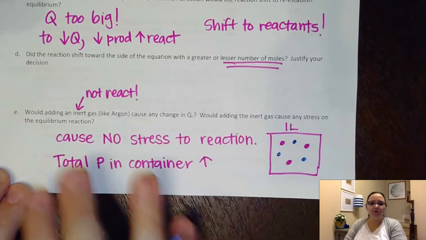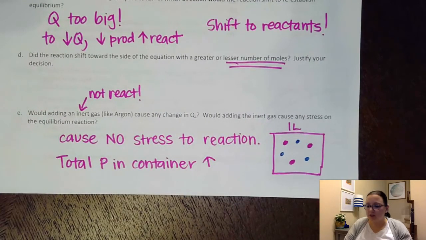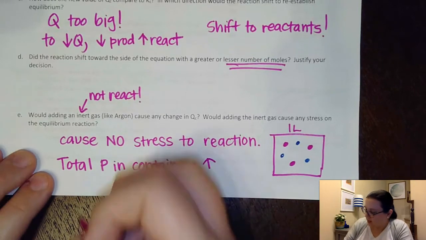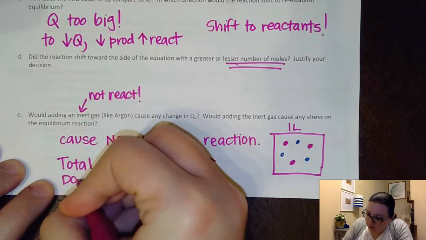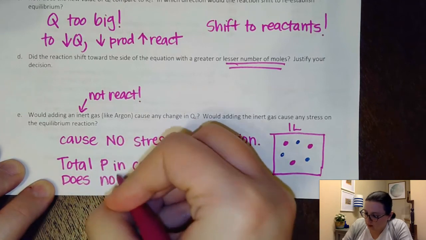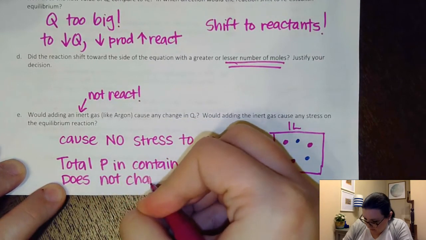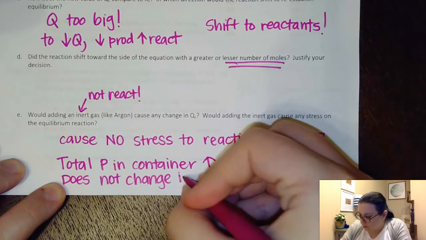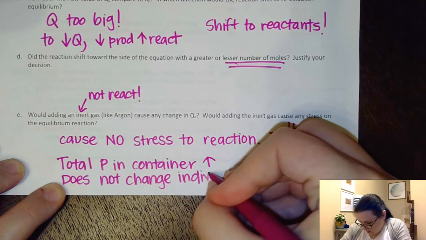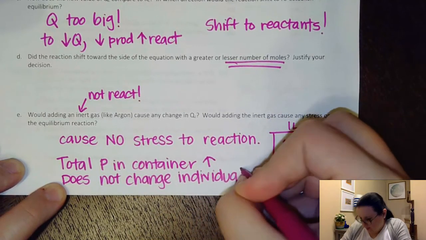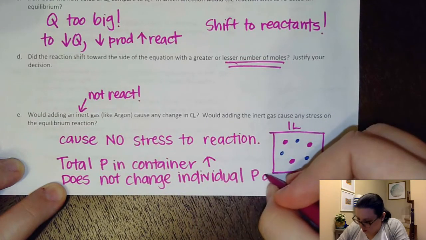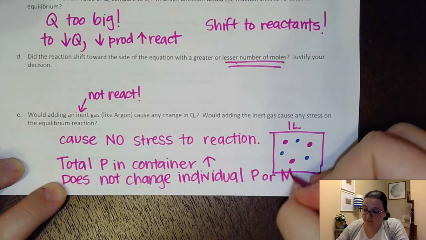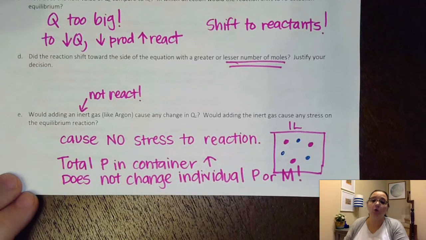So just be very careful with that kind of question. It's kind of a tricky one. It doesn't cause a stress. The total pressure in the container would increase, but it does not change individual pressures or molarities. Okay, so those individual ones don't get altered.